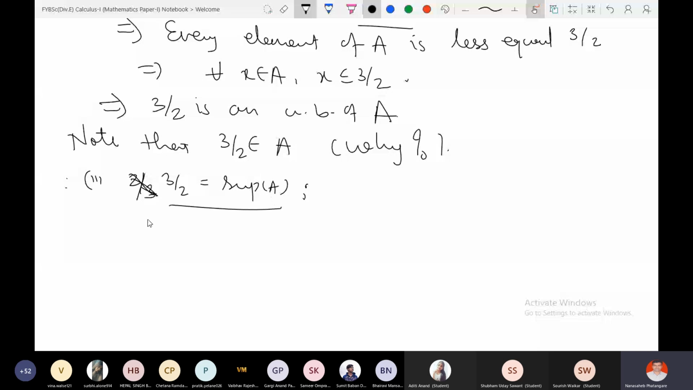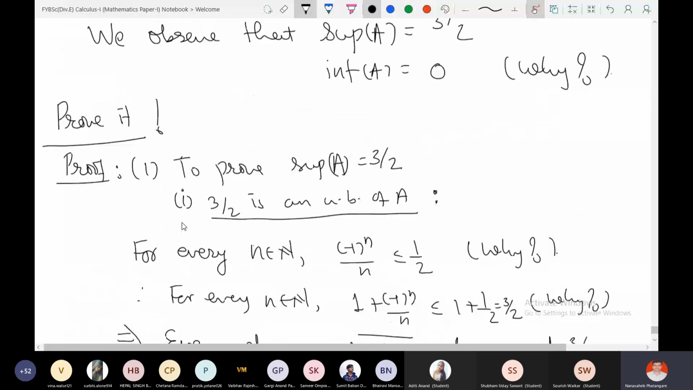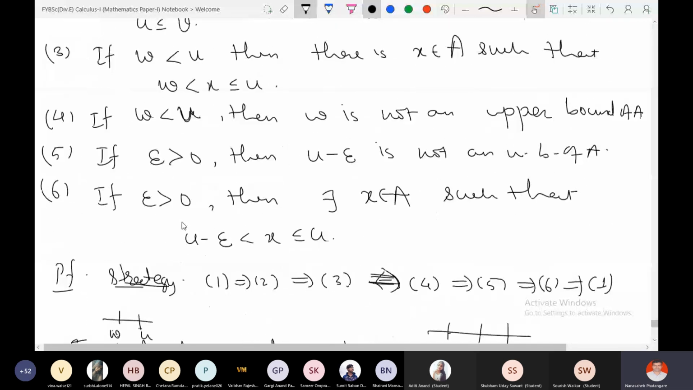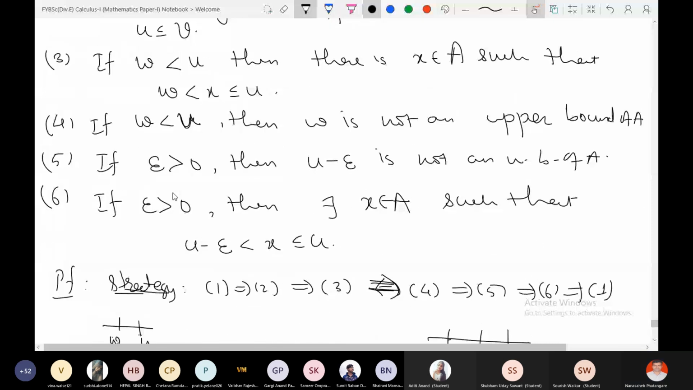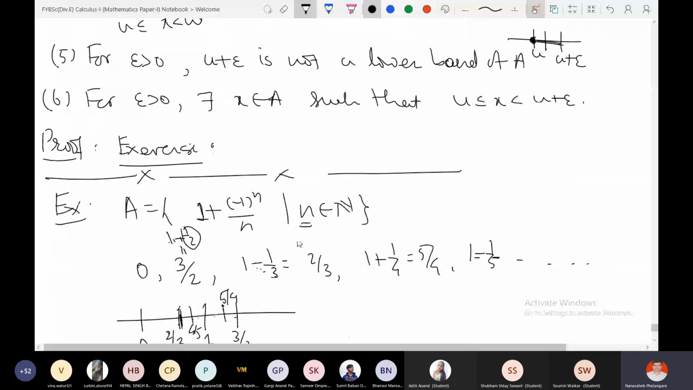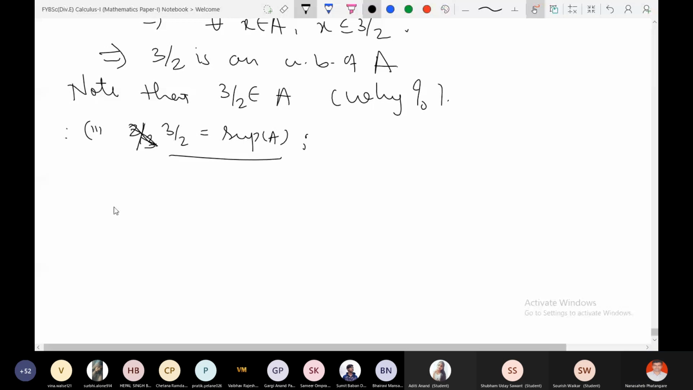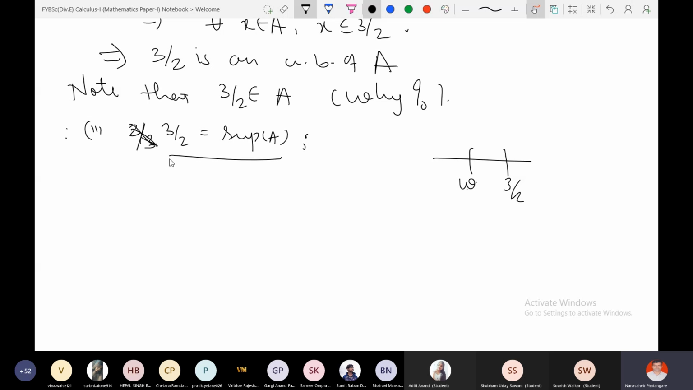So this we want to prove. Why? Now we go to our previous theorem. What is the previous theorem? If some number is a supremum, then you try to verify any one of the conditions. That is sufficient to say that it is the supremum. So how to believe that 3 by 2 is the supremum? If I select any w less than 3 by 2, then it will not remain an upper bound. So that means this is the least upper bound, that means LUB of A.